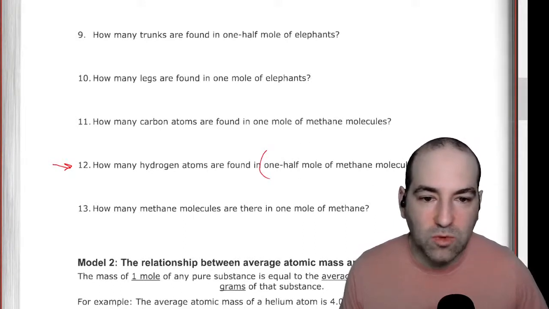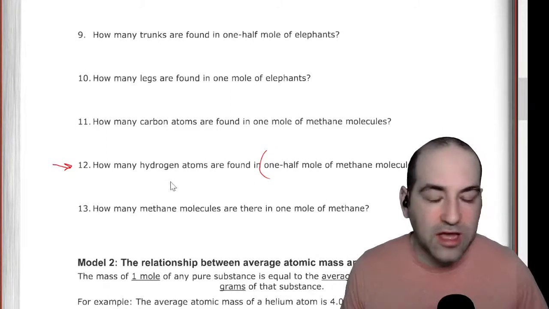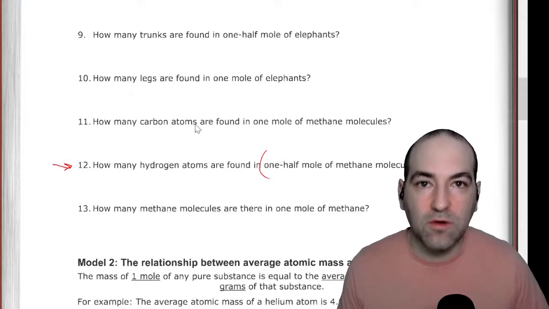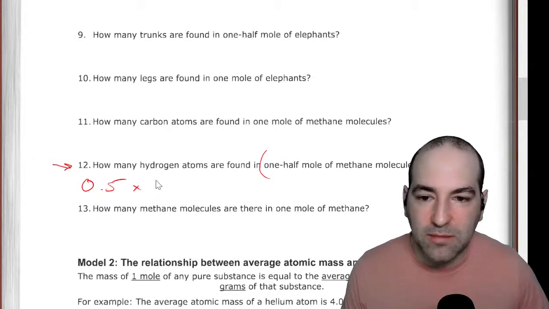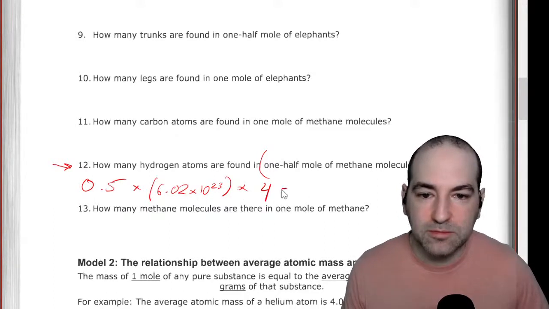First of all, what's 1/2 mole of molecules? Well, a 1/2 mole of methane molecules would be half of that big number. And then how many hydrogen atoms? Well, times 4, just like 4 legs on the elephant, 4 hydrogen atoms. So our whole thing would be something like 1/2 times that big number, and then times 4 because of the 4 hydrogen atoms.